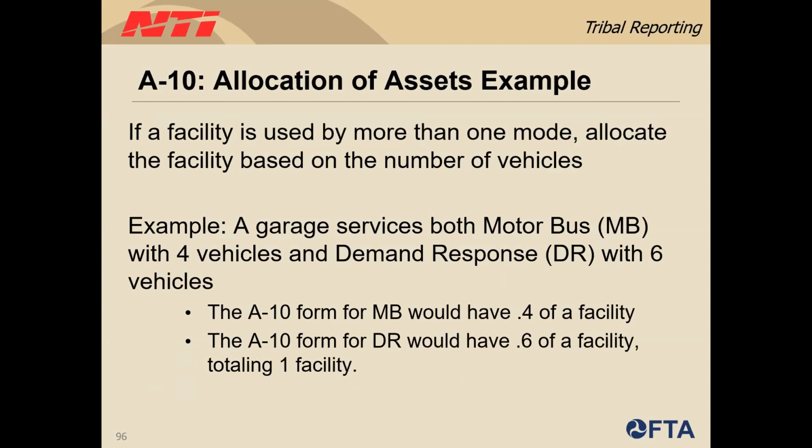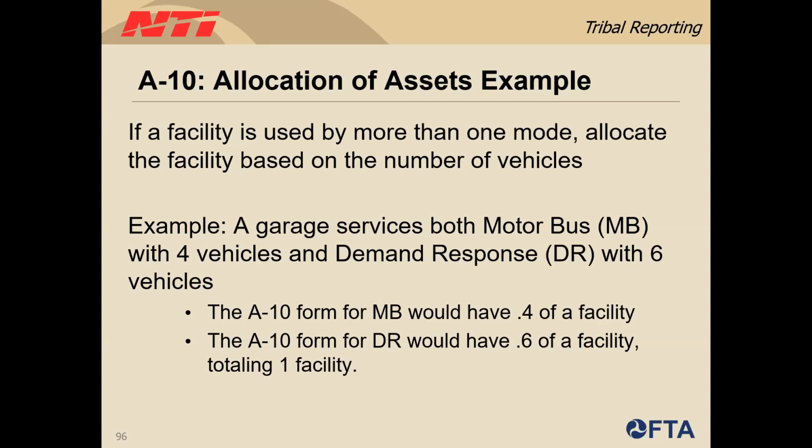If one maintenance facility is shared by 2 or more modes, you should report an allocated share between the respective modes' A10 forms. This could be based on any data point that indicates how much of the facility is used per mode, but one of the most common approaches is to allocate the facility based on the number of vehicles it services. So to look at an example, let's say an agency owns one facility and operates both a fixed route bus service and a demand response service.